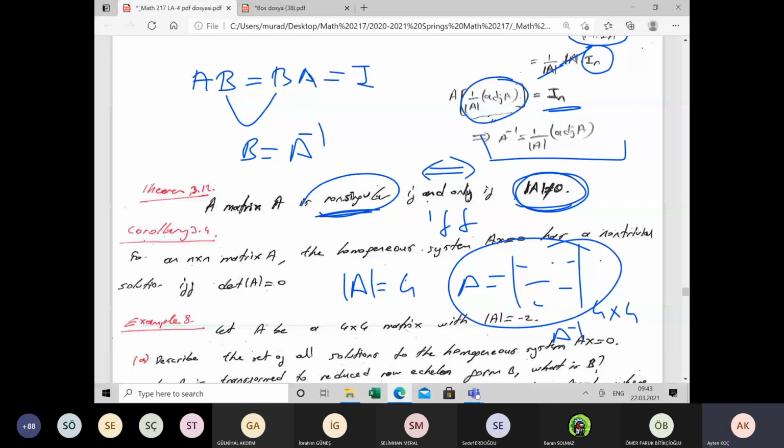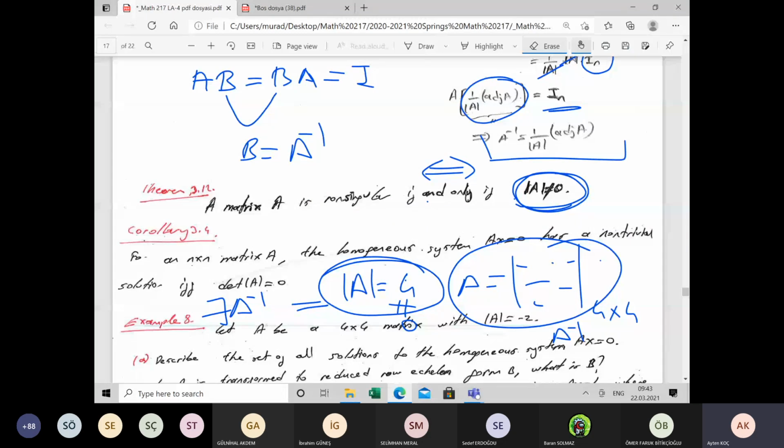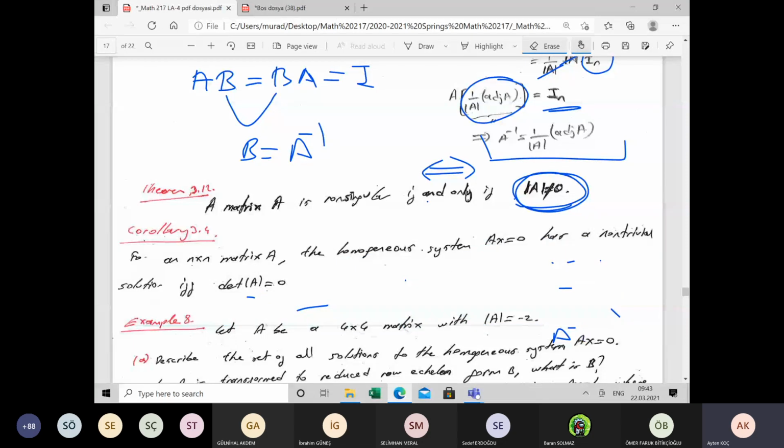And then, if the question is to find the inverse, use the previous method, using the adjoint matrix, or using elementary row operations as in the first method, and then we get the inverse matrix. So we obtained this result, the corollary of this theorem.